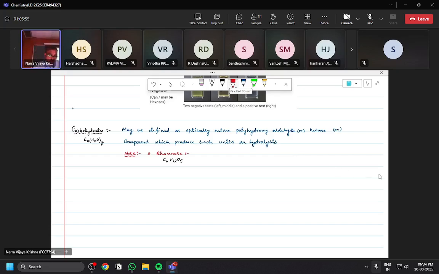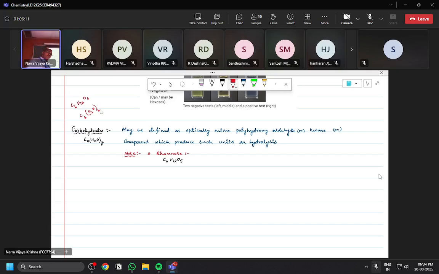I am writing glucose. What is glucose? C6H12O6. Can I write it as C6(H2O)6? Whether it fits in this formula or not. That's why we call it a carbohydrate.